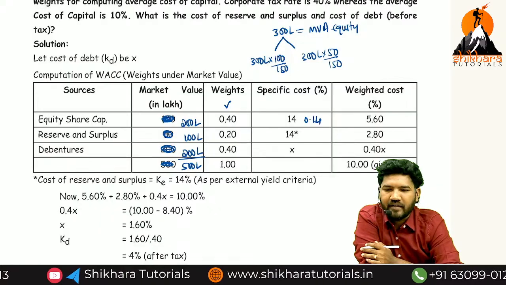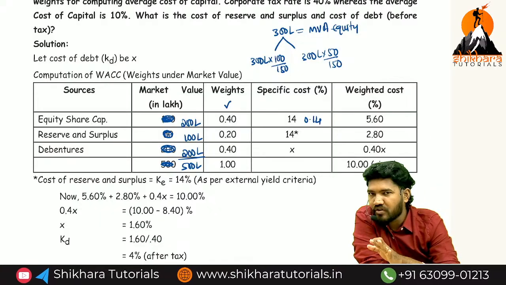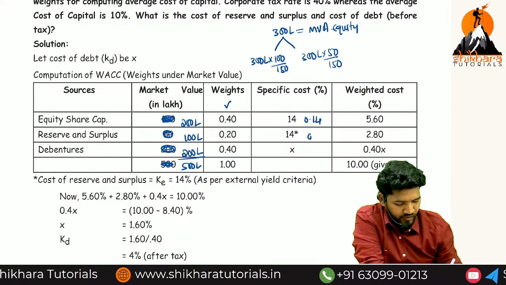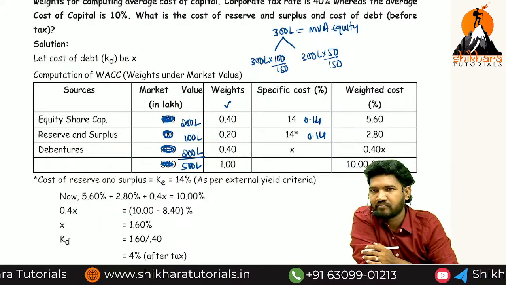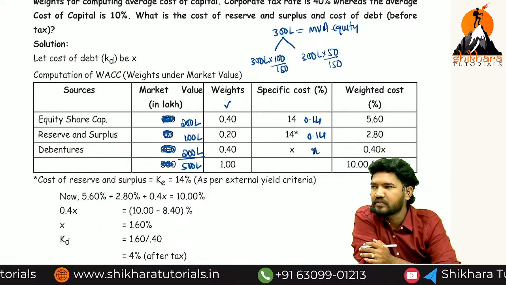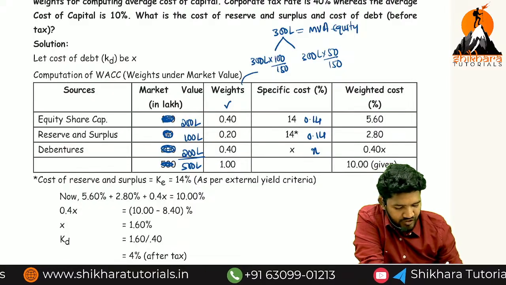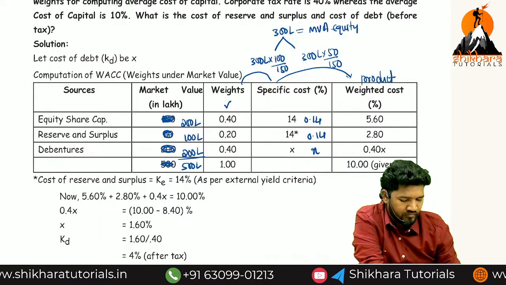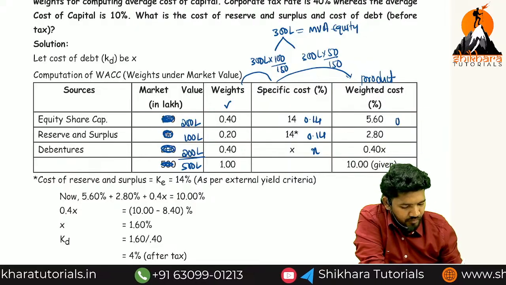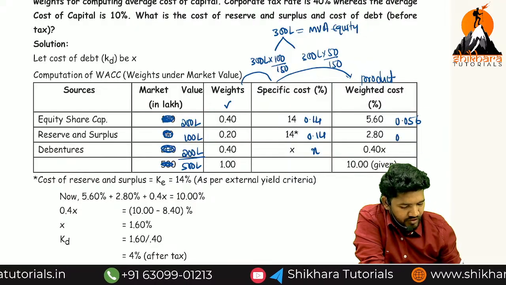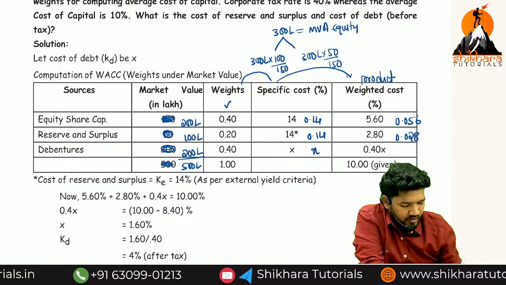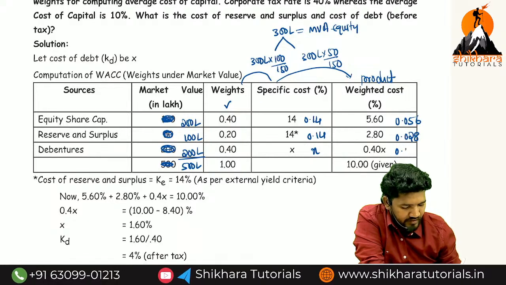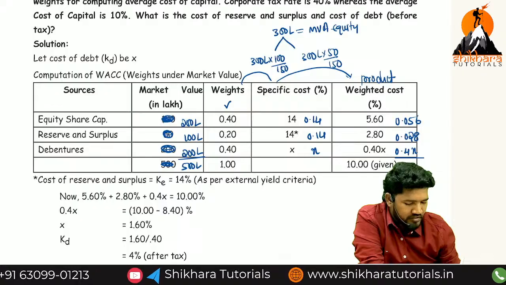Okay. What about the KR? Because there is no flotation cost on personal tax, KR is nothing but KE, 0.14. Now I don't know KD. That's why I'm assuming it is X. Are you guys clear? Now if you multiply weights into specific cost of capital, you will get a product. Now please tell me the product. 0.056, 0.028, 0.4x. K was also given in the question paper, na?